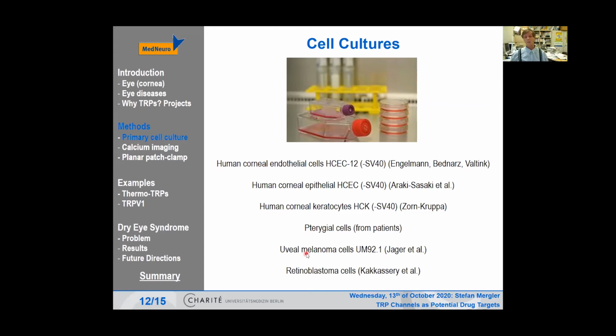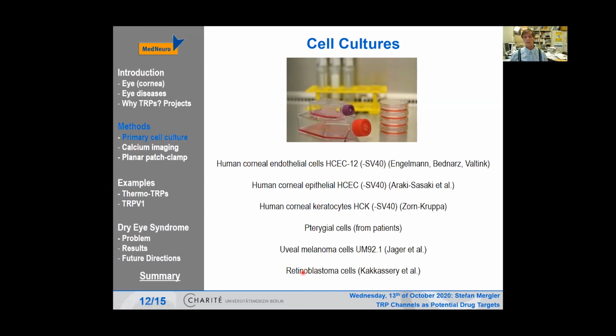And then for the investigation of uveal melanoma, we use the so-called uveal melanoma cell line, which was kindly provided by Jaag et al. She's one of the leading investigators regarding uveal melanoma. Very, very interesting. She had beautiful review articles about investigation of uveal melanoma, which is really a challenge for understanding the mechanism.